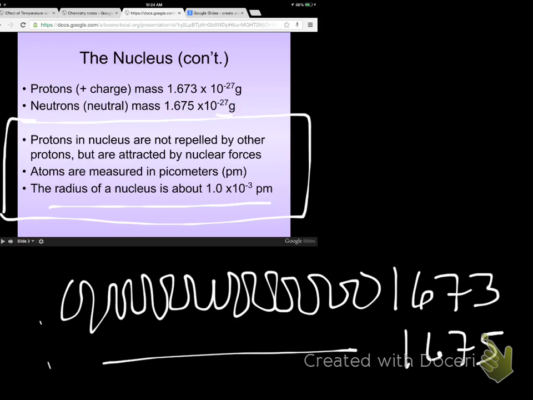The radius of a nucleus, I don't care if you ever memorize that number. What I want you to know is that an atomic nucleus is really, really small, which you already knew. But we're measuring this in picometers, and it's not even a whole picometer across. It's 10 to the negative 3rd picometers. That's insanely small. That's minuscule. That's beyond the scope of our imagining.